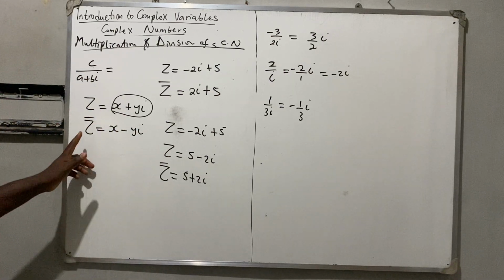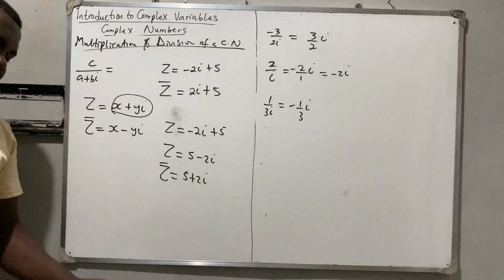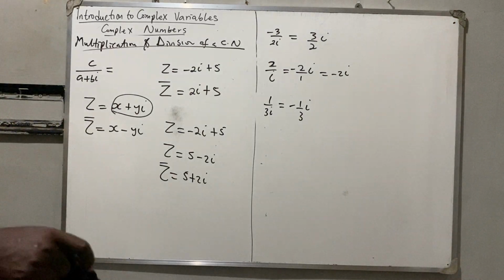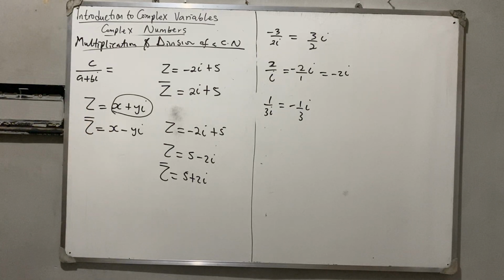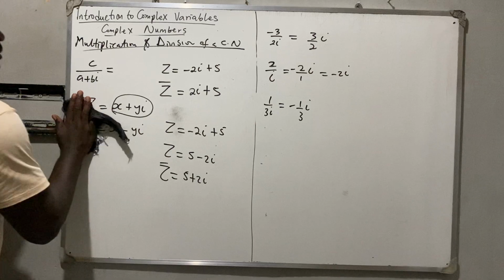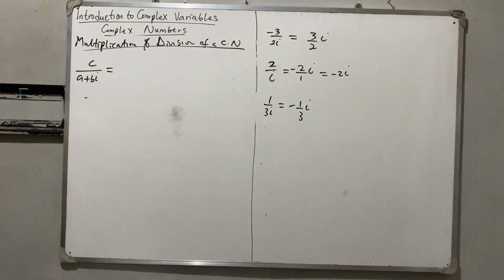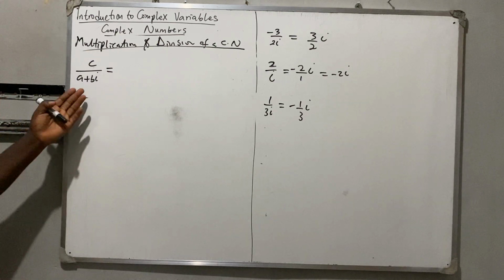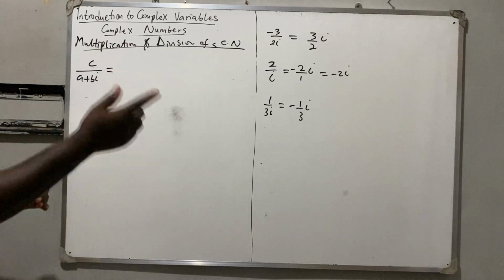And don't forget that it is always represented with what? A bar on top. A bar on top. So they may not write it out for you to get the conjugate, they'll just say z bar. So whenever you see a bar on top of z, know that they are talking about the conjugate of a complex number. Okay, so with that being said, the conjugate is what will help us to rationalize any complex number in this form. So what do we do? We rationalize using the conjugate.